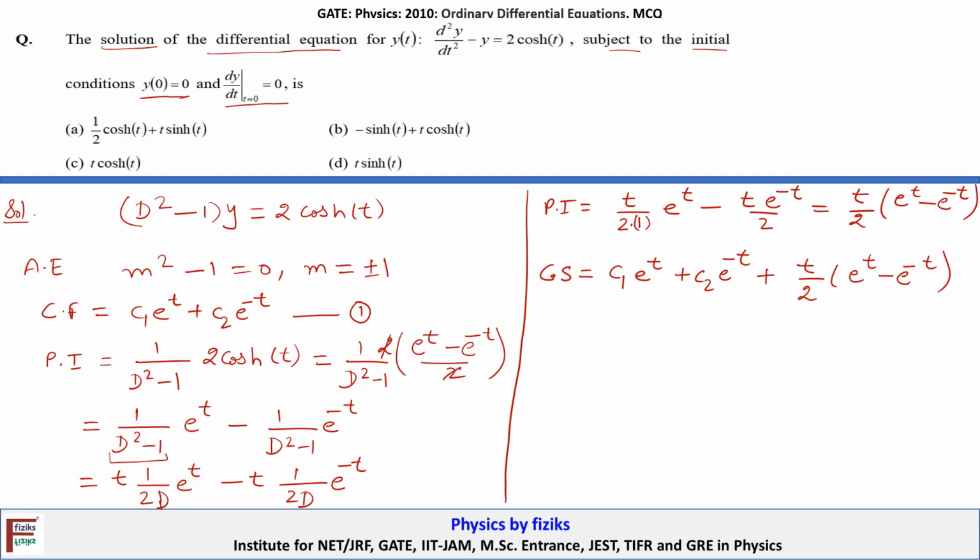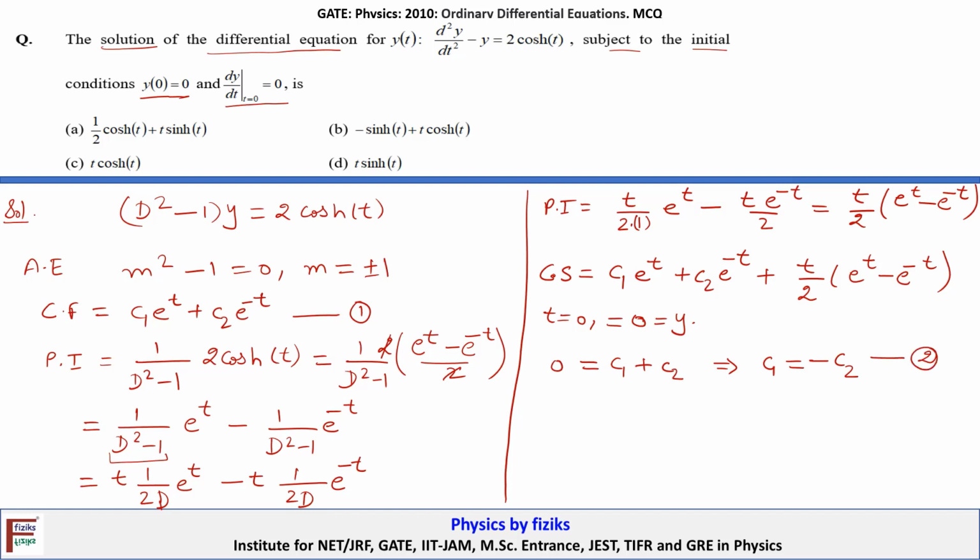Now substituting t = 0, this complete solution, which is y, is equal to 0. Therefore we can write 0 = C1 e^0, this term becomes 1. Similarly for C2, this exponential term becomes 1, and putting t = 0 in the particular integral, this term becomes 0. From here we obtain that C1 = −C2. This is equation number 2.